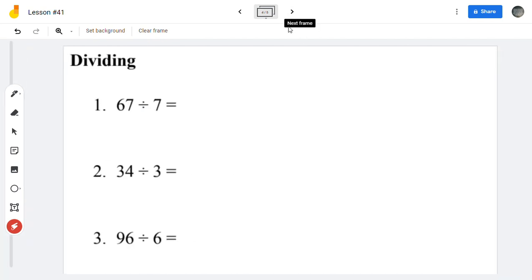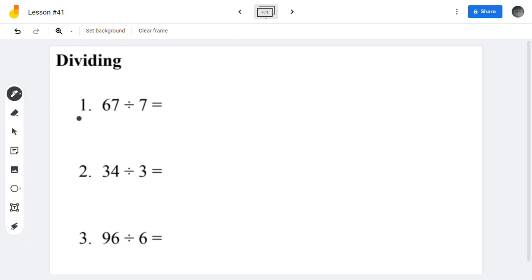Now the third section we're going to go over is dividing, and we're going to be doing number 1 and number 3. Number 1 is 67 divided by 7. Since 67 is the dividend, I'm going to place this inside the division sign, and 7 is our divisor, so that will be going on the outside. From here, all you have to do is divide them.